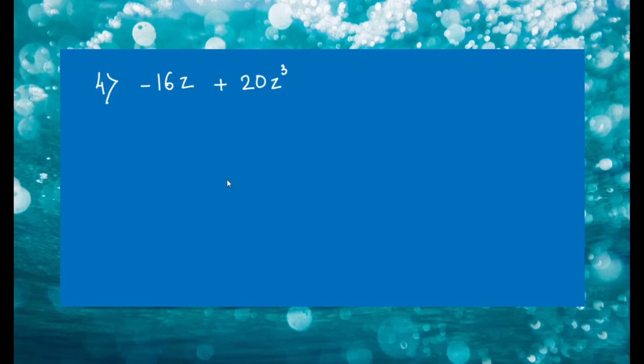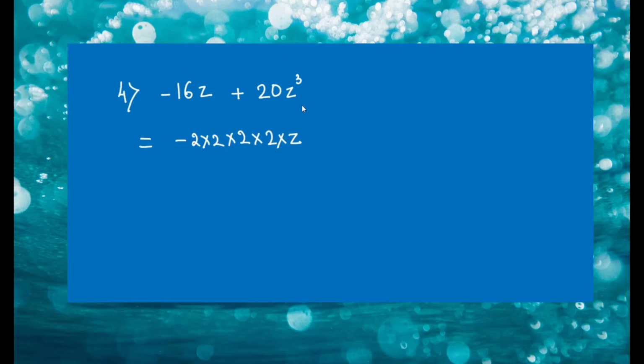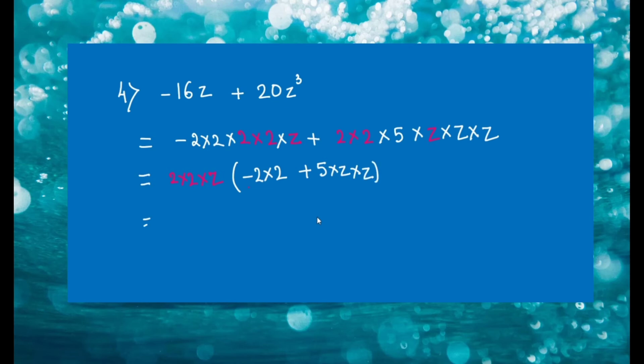Let's look at the next problem, negative 16z plus 20z cube. So let's factorize the terms. Take care of the negative sign. So we factorize and get these factors. Let's find out the common factors and we would just shade them and take them out. Inside we are left with negative 2 into 2 plus 5 into z into z. So we can simplify this as 4z and inside we have minus 4 plus 5z square. So these are the two factors.